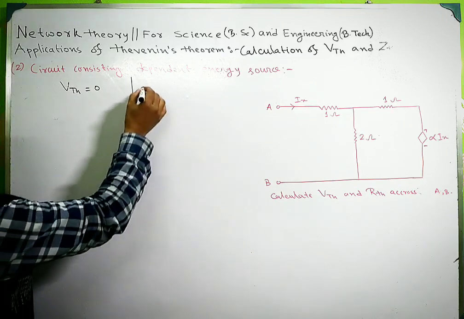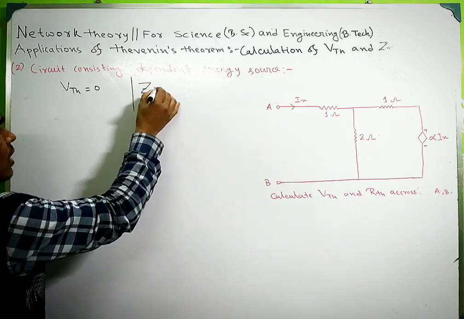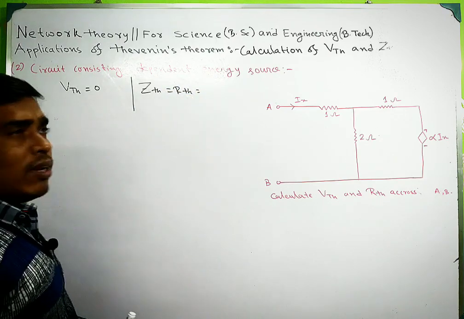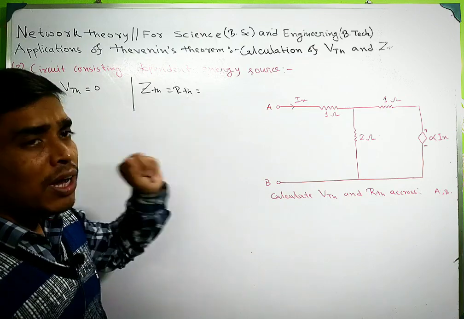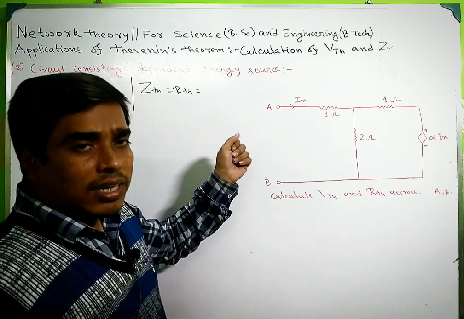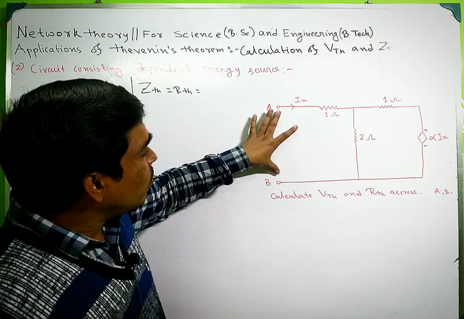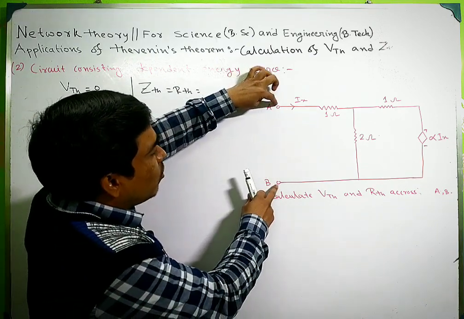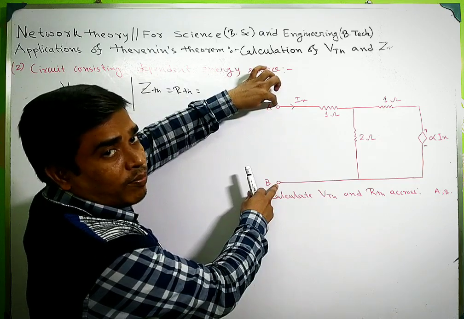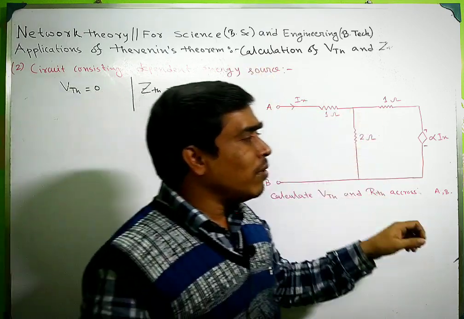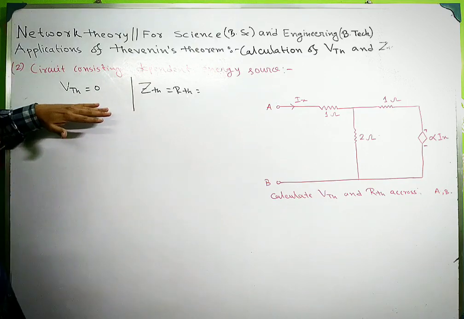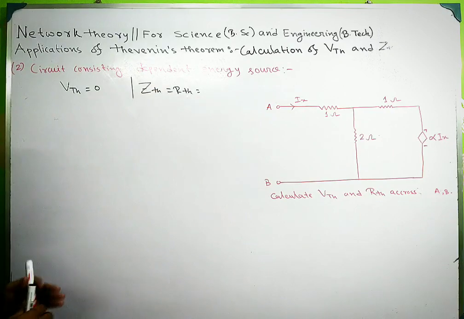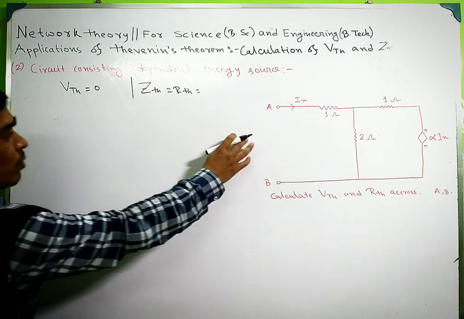Number 2, how do we calculate ZTH or RTH? To calculate RTH, you have to connect a 1 volt DC source across this open circuit terminal. Okay, so using this problem I will calculate VTH and ZTH. So let's start. This is the problem.